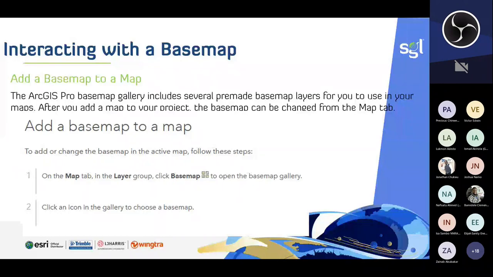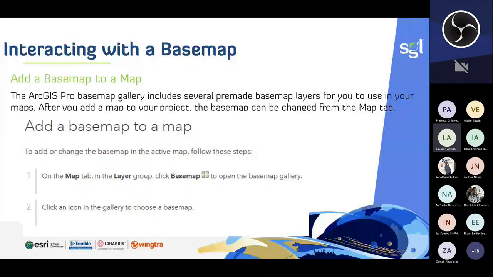So if you want to add a base map in the ArcGIS Pro environment, on the map tab, you can just select the layer group. If you select the layer group, you will see a base map with this icon, this four square icon. You can just click the drop down arrow beside the icon, then it will show the different types of base map you have.